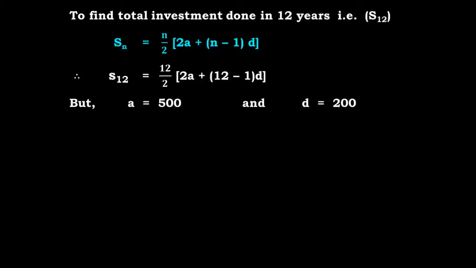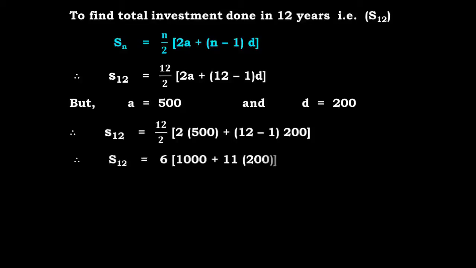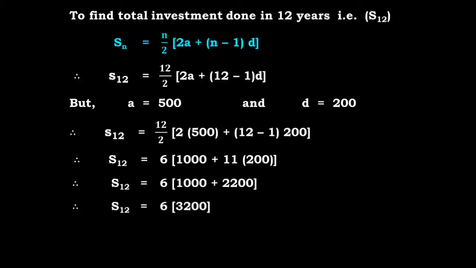So substitute these values. S12 is equal to 12 upon 2 into bracket 2 into 500 plus 12 minus 1 into 200. So 12 upon 2 is 6. 2 into 500 is 1000. 12 minus 1 is 11 into 200. So you will get 6 into bracket 1000 plus 2200, that is 3200 into 6. So S12 will become 19,200.